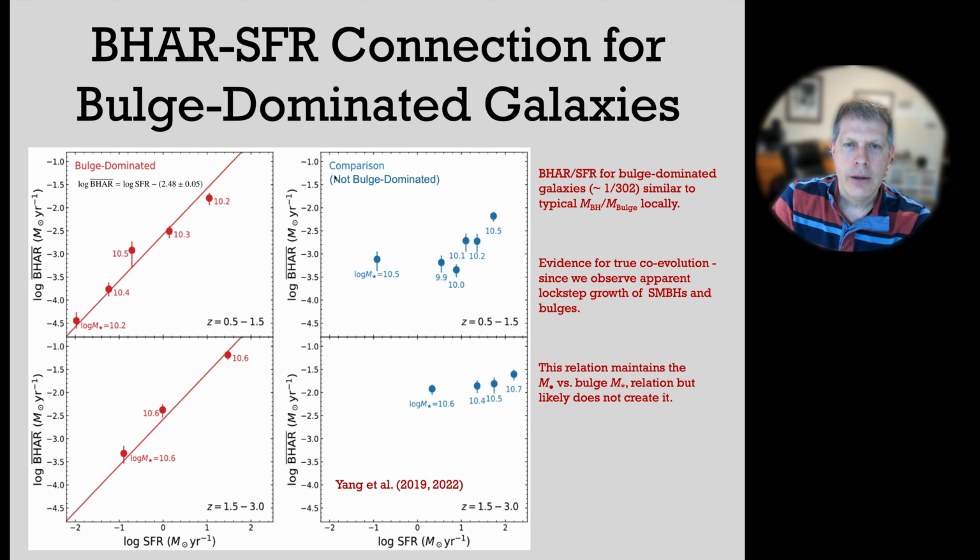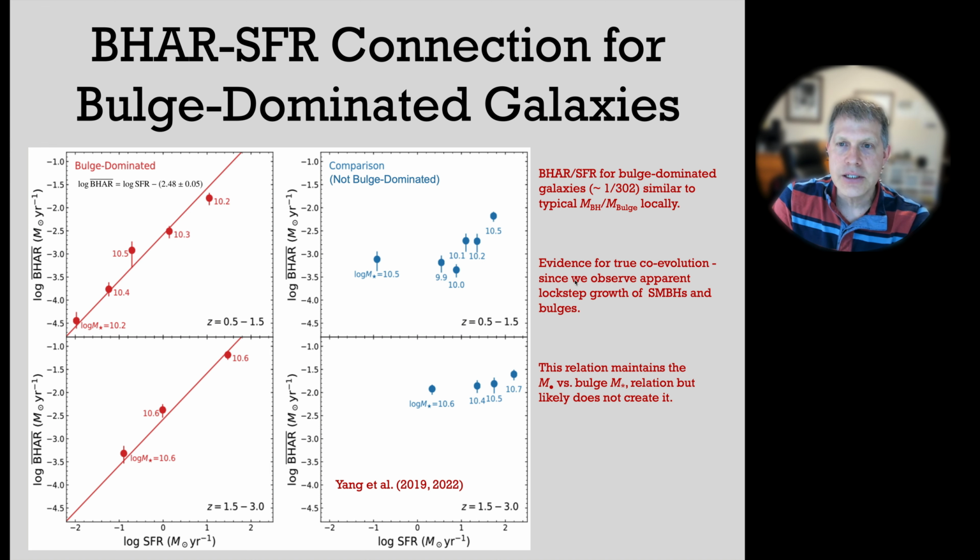For comparison, in galaxies that are not bulge dominated, there may be a bit of a correlation, but it's much less clear, likely due to other stellar components being substantially present in the system and ruining the correlation. Moreover, you can quantitatively fit this correlation. This is the fitting result. And you find that the black hole accretion rate to the star formation rate for bulge-dominated galaxies is about 1 part in 302 from this fit, from that logarithmic offset, which is not too far off from the sort of typical black hole mass to bulge mass locally.